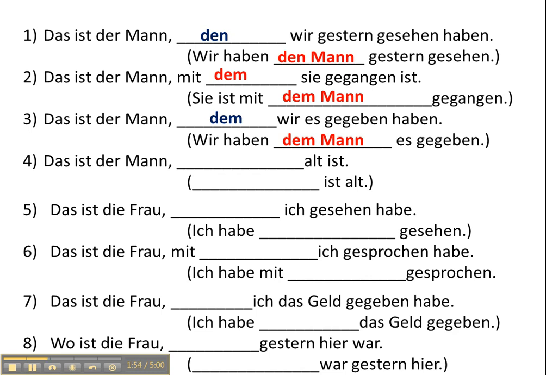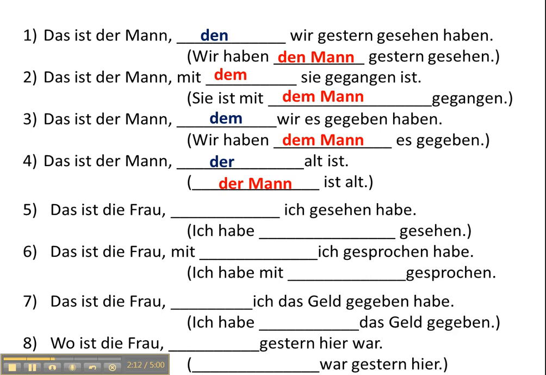Okay, next sentence, "Das ist der Mann." We want to say that he is old. So if we put the man in the second sentence, we can see that he's the subject. So that makes him nominative case. "Das ist der Mann, der alt ist." So that's how you really determine the relative pronoun.